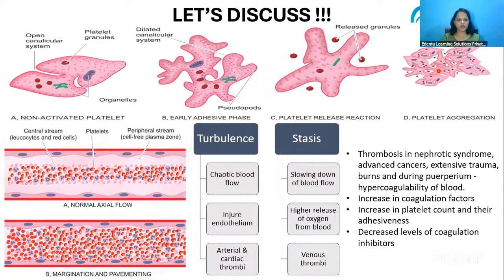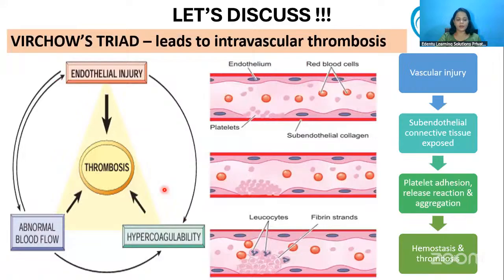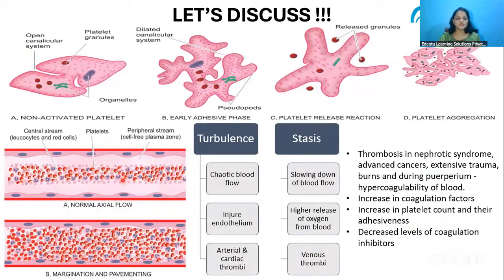Now, the next factor in Virchow's triad is abnormal blood flow. You see this picture here. This is how normal blood flow is. The leukocytes, the red cells, and the platelets will be in the center, and at the periphery you will have the plasma. The cells will only go through the center.